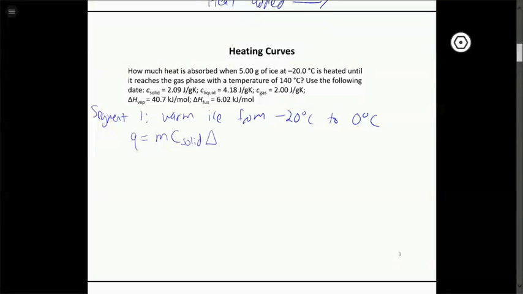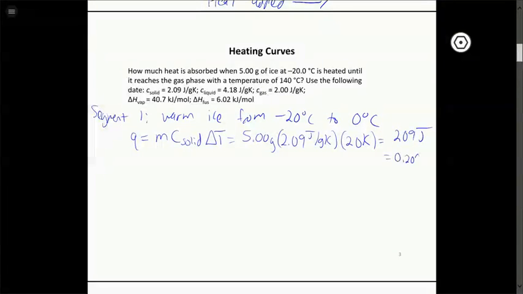But at any point, we go mc delta T for this first transition. We have 5 grams of ice. The heat capacity for the solid ice is 2.09. We have to use the correct value. And we're warming it by 20 degrees Celsius or 20 Kelvin, going from minus 20 to 0, which is delta T. So that's going to be 209 joules. We're going to end up calculating our answer in kilojoules, although I didn't specify that, so we'll keep in mind that that's 0.209 kilojoules. Okay? So that's the first segment, warming the ice from minus 20 to 0. So in that, it's just mc delta T.